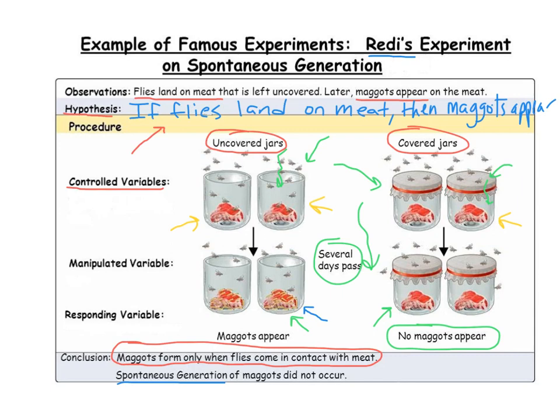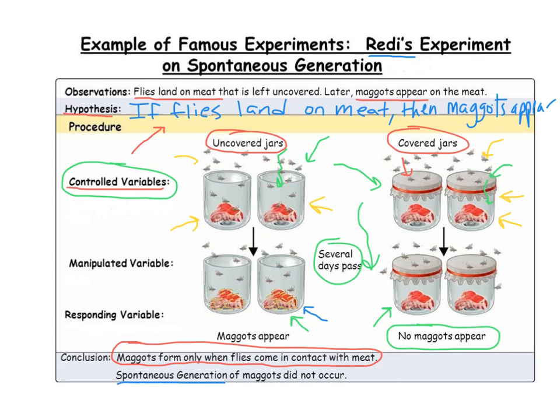Both groups of jars have to be in the same temperature. You can't put the covered jars out in the snow and then the uncovered jars inside your house. It's got to be the same temperature. Also, obviously, you need flies. You got to have flies in both groups, even though the flies don't get into the meat on this one. Everything has to stay the same. The only thing that Redi changed was the covering. In one of the groups, he covered the jars, and the other one, he did not. Everything was kept exactly the same, and that's what's called controlled variables.